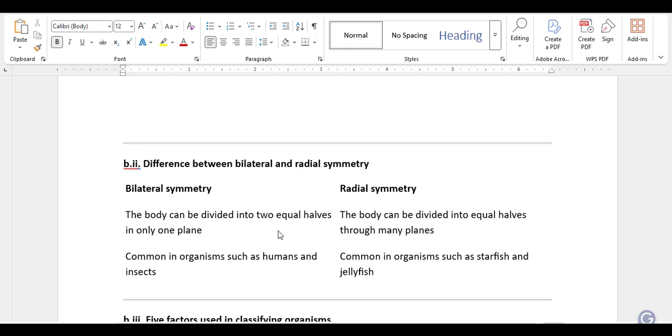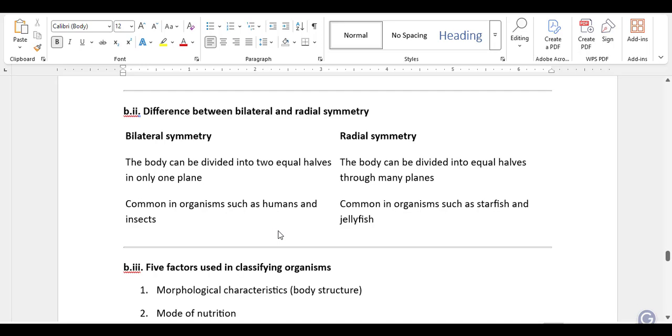In radial symmetry, common organisms are starfish and jellyfish. Organisms with bilateral symmetry are usually more streamlined, whilst those with radial symmetry are not, being rounded or spherical. Those are some of the differences between the two symmetries.